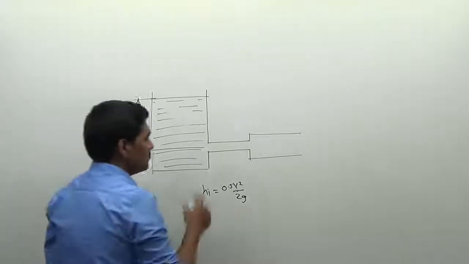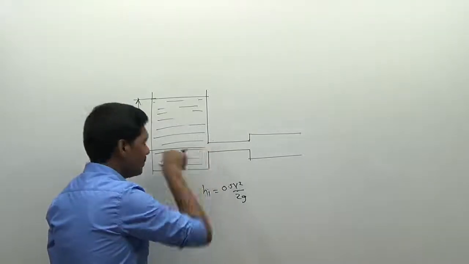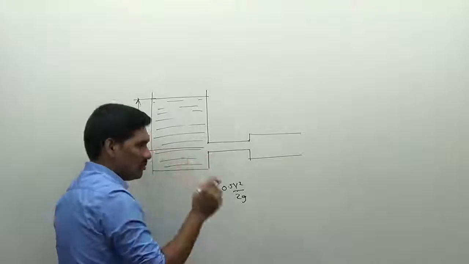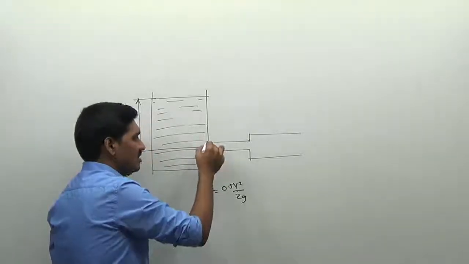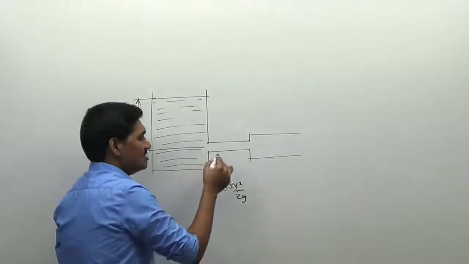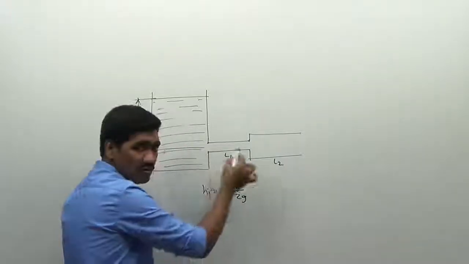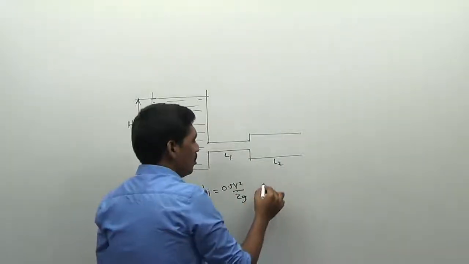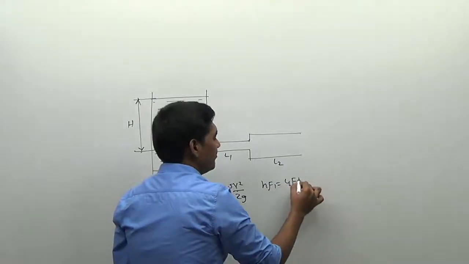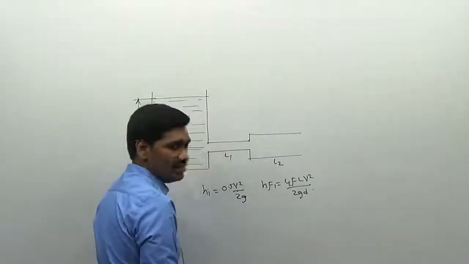Okay, so first of all, let me see the energy positions. This is the point here. I am having three sections here. The first section is the loss due to the entry, and next is the loss due to friction along this line L1. This is the line L2. Due to friction we have some loss, and that loss of energy due to friction is equal to 4 f L V square by 2 g D.